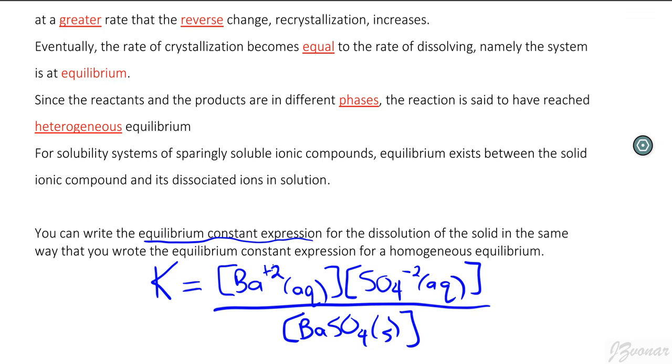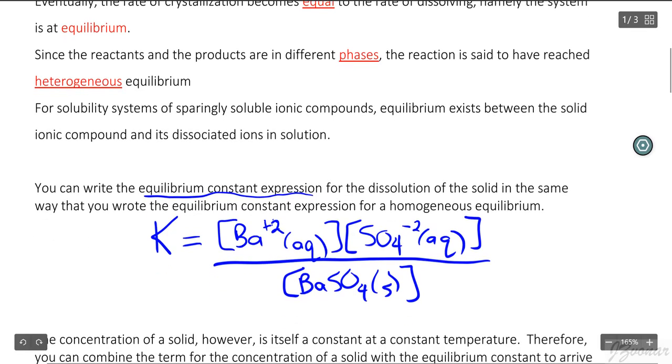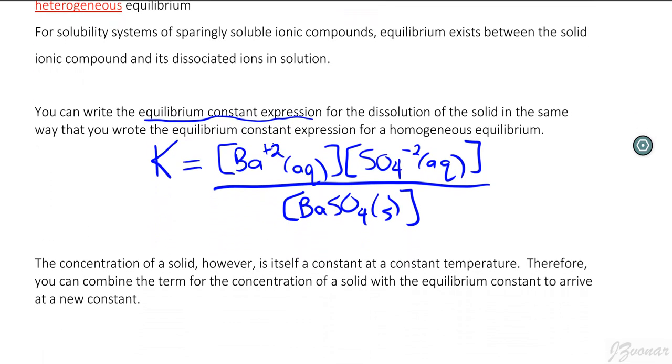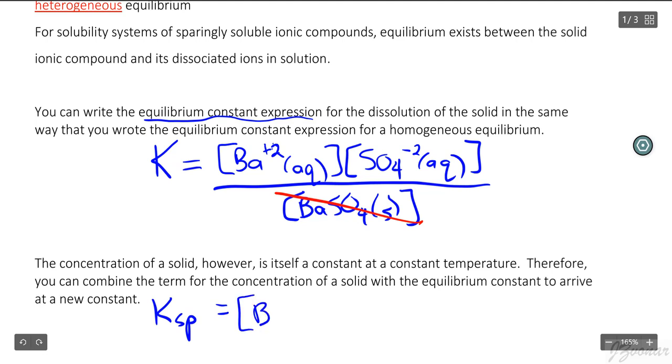So we can ignore the concentration of the solid barium sulfate and it gets incorporated into the equilibrium constant K. If you recall, that's what we were able to do. So I'm going to incorporate that barium sulfate solid into our value of K. And when we do this, we actually call this KSP because it's specific to solubility. And what remains for this KSP is just what is found in the numerator for this particular reaction.